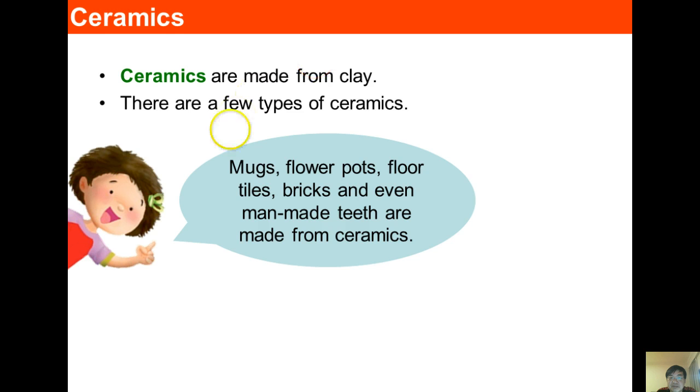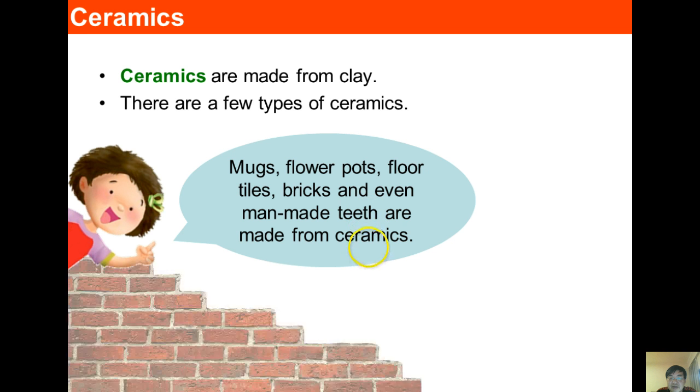Clay is made into ceramics like this: mugs, flower pots, floor tiles, bricks, and even man-made teeth are made from ceramic. A long time ago, when technology was not very advanced, people who needed to replace their teeth usually used metals such as gold. But nowadays we can have white-looking teeth made from ceramic. All right, let's carry on.